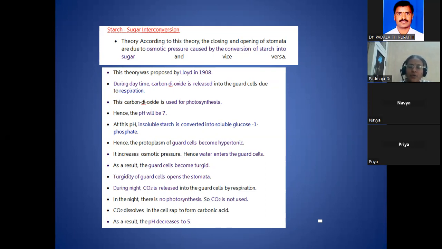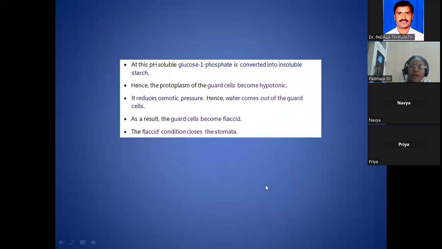During night, CO2 is released into the guard cells by respiration. At night there is no photosynthesis, so CO2 is not used here. The carbon dioxide dissolves in cell sap to form carbonic acid. At this pH, starch is soluble, and vice versa, so glucose-1-phosphate is converted into starch. Hence the protoplasm of the guard cells becomes hypotonic. The hypotonic guard cells have reduced osmotic pressure, and hence water moves out of the guard cells to the subsidiary cells. As a result, the guard cells become flaccid, and this flaccid condition helps in the closing of the stomata.